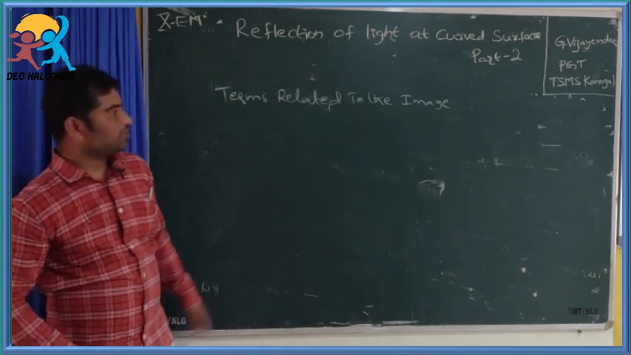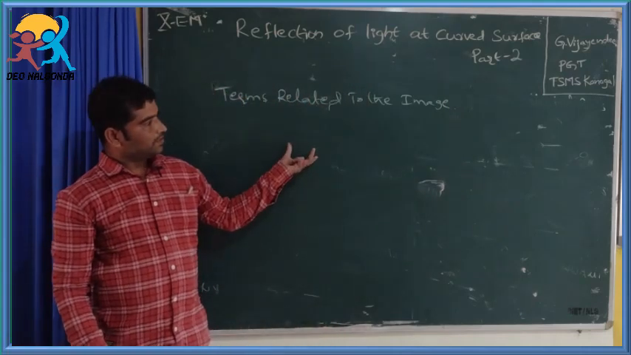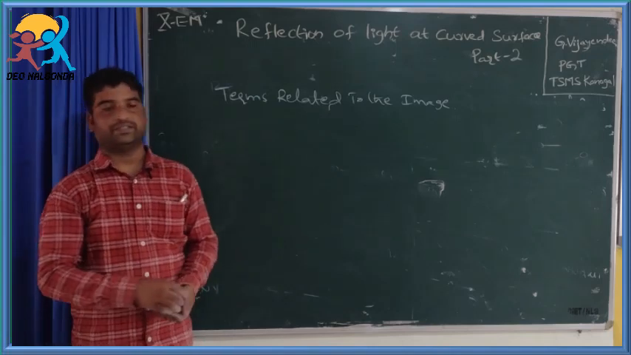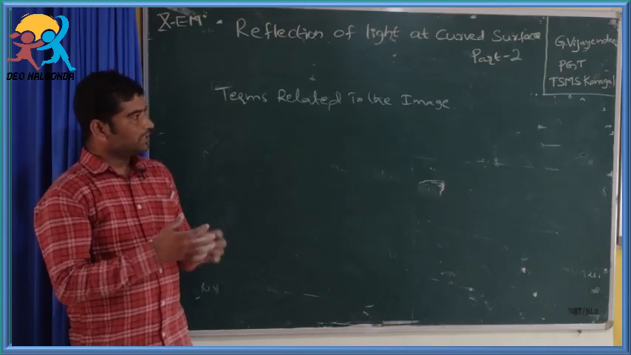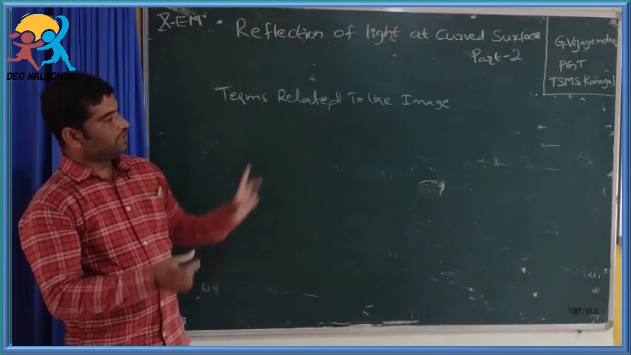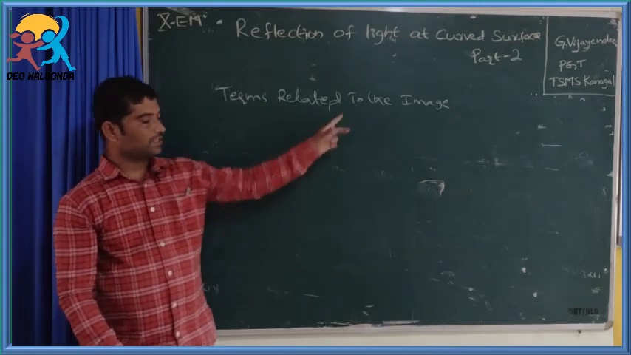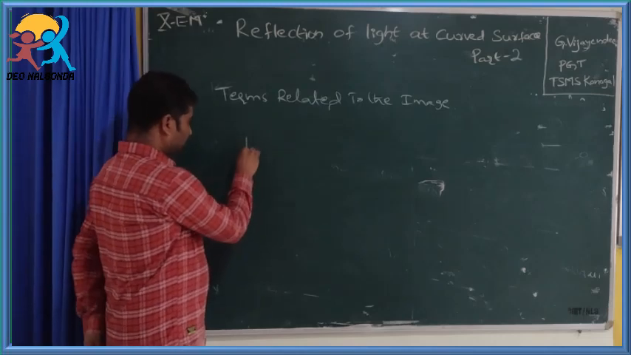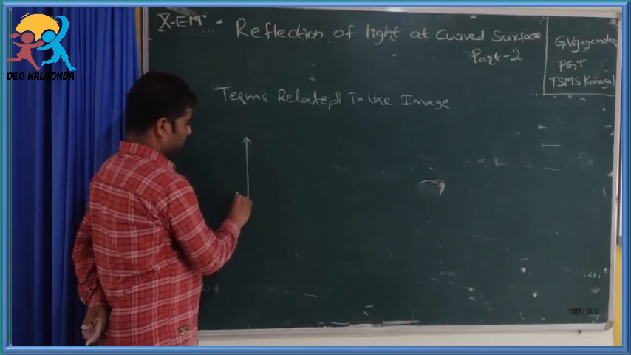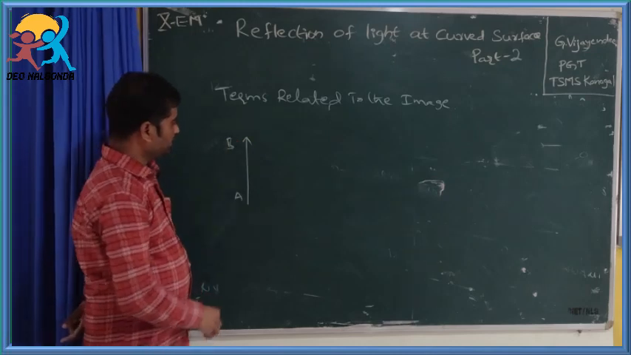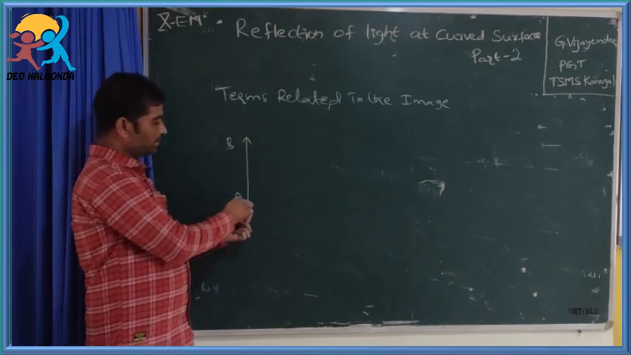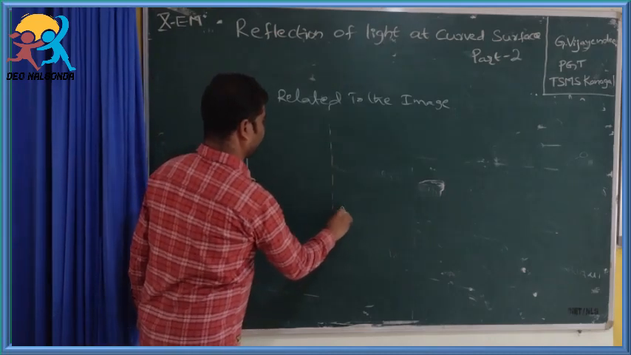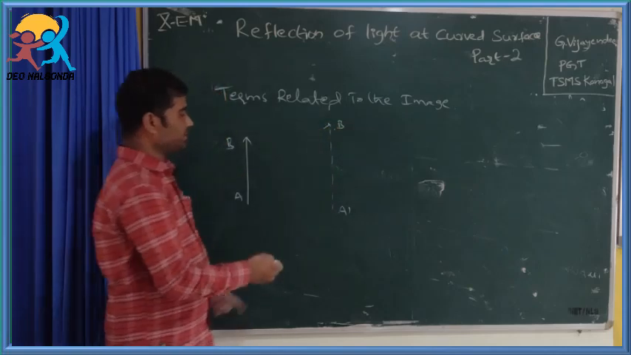Here, image is nothing but the intersection portion of the reflected rays. If the reflected rays really meet, the image is formed at that point where the reflected rays really converge. Here this is the object AB. Sometimes the image A dash B dash is in the same direction.